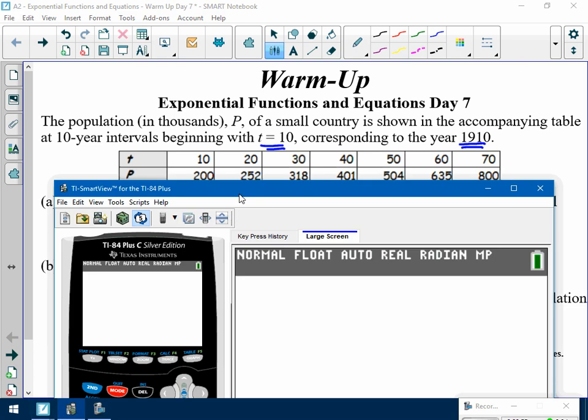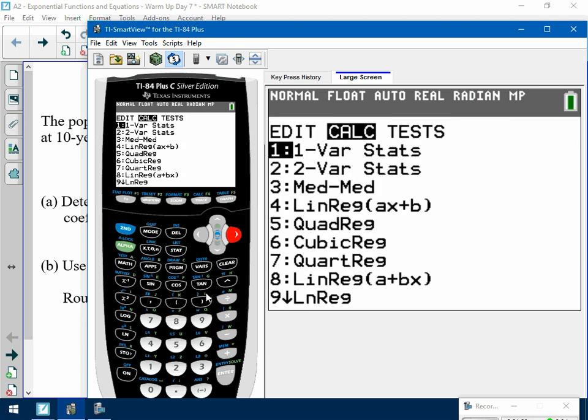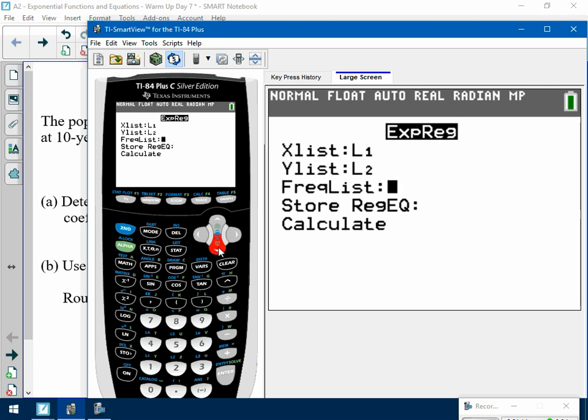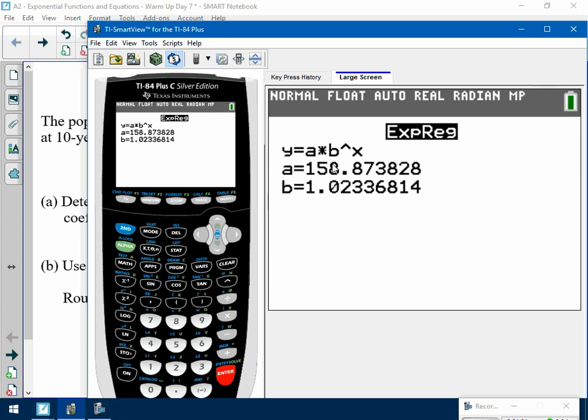So hopefully you went to your calculator, you went to stat, you went to edit, there's your L1 and L2. After that, where'd you go? Stat, calc. 0 is exponential regression. Should have L1 and L2 in there. So if those are there, we can go all the way down to calculate, hit enter, and you should have seen numbers like that. So that's the A value, that's the B value, and again, we're rounding to the nearest thousandth.